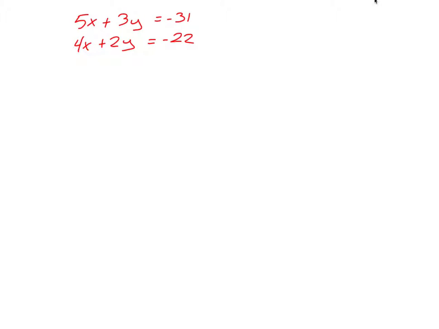All right, so the first thing we're going to do is write this in matrix form, which means we're just going to take the coefficients. So I'm going to have 5, 3, negative 31, 4, 2, negative 22. I'm going to just write the coefficients and use those coefficients to write a matrix.